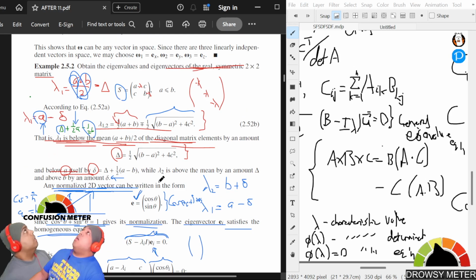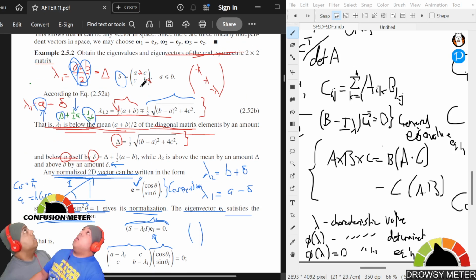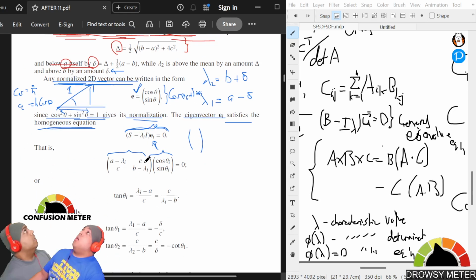Do we actually find the values for lambda i? Oh, we can't. Well, these are letters, so it'll just be general. Okay, tan theta i is sine over cos, which is... I guess we're just multiplying, right? Even if we're not, I'm gonna see what this results in.